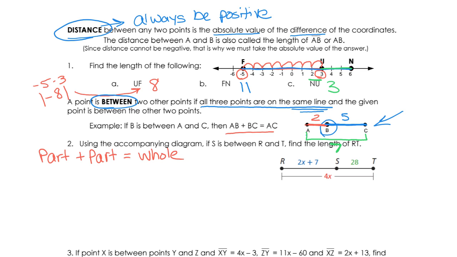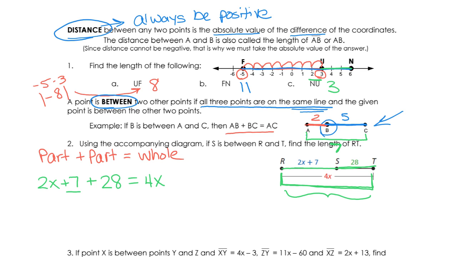And so if we look here, we can see that this is just one part of the line segment. So we'll take 2x plus 7, and we will add the other part, which is 28, and that will equal the whole. And the whole always goes from the beginning to the end. And we use these cool looking brackets. You can get a little bit fancy with your brackets and use something like that if you want. But that 4x is representing the whole because it's in those brackets.